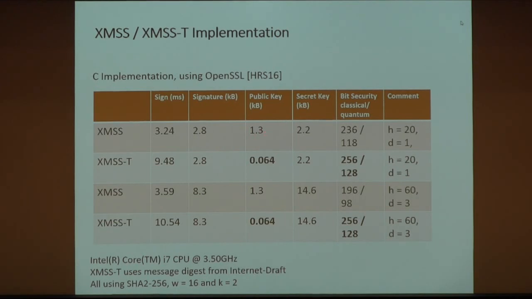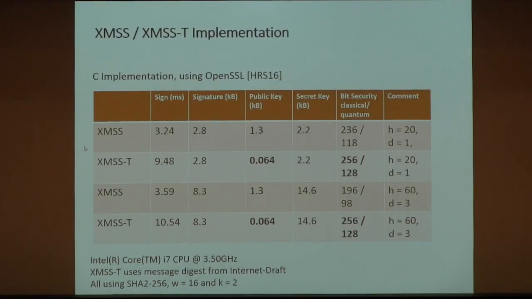For XMSS, it's 1.3 kilobyte. The reason is that for XMSS, we store all these randomization elements that we XOR in the public key. And here we use the same. We actually use more of these randomization elements, but we let the verifier generate them using a pseudo-random generator. The secret key size contains the state for this BDS algorithm. For height 20 it is about 2 kilobyte. For height 60 it's almost 15 kilobyte.